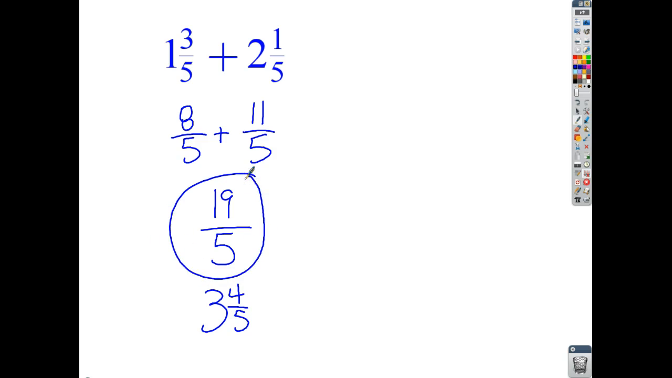If you're struggling to get to this part, the mixed number, don't worry about it. Just leave it with the improper fraction.